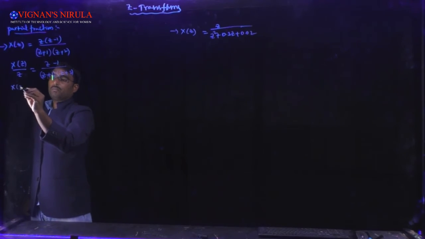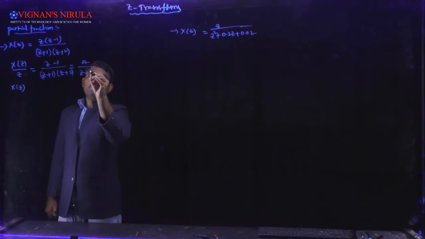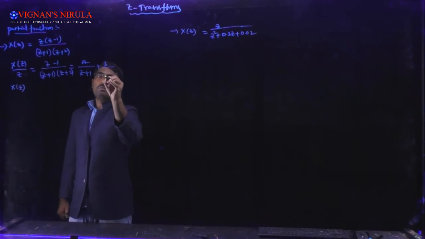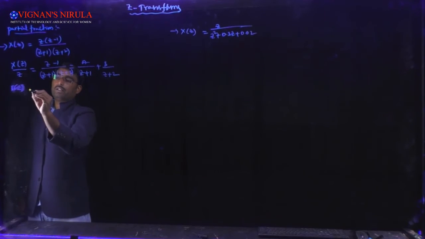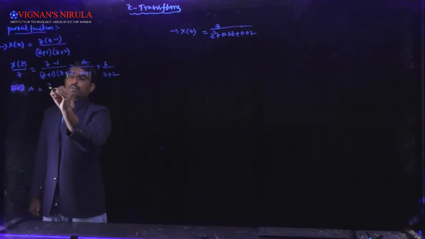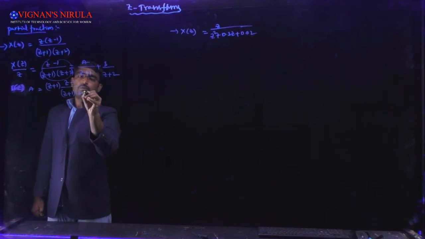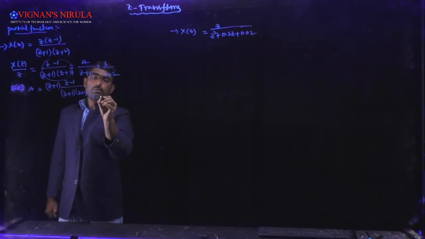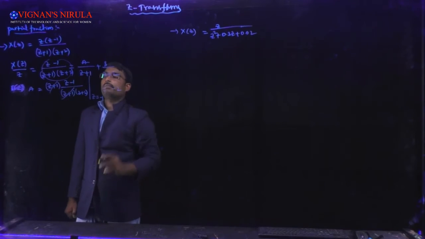Now X(z)/z we can write as A/(z + 1) + B/(z + 2). A can be obtained by A = (z + 1) times the total function (z - 1)/((z + 1)(z + 2)), all at z = -1. If you put z = -1, you will be getting A as -2.